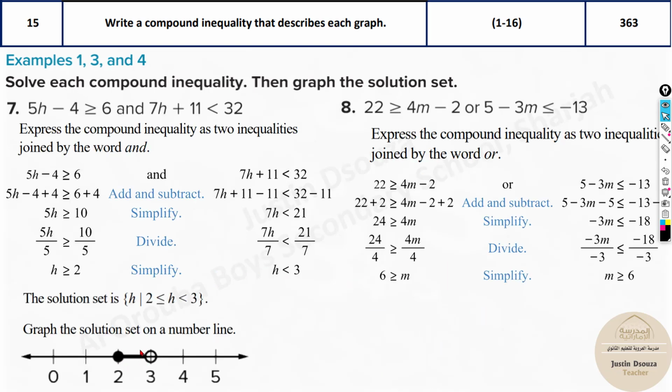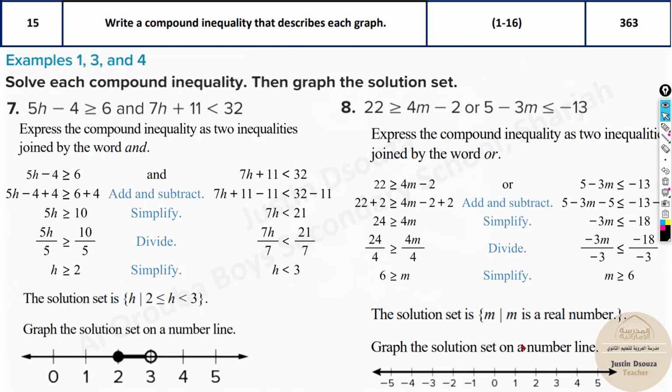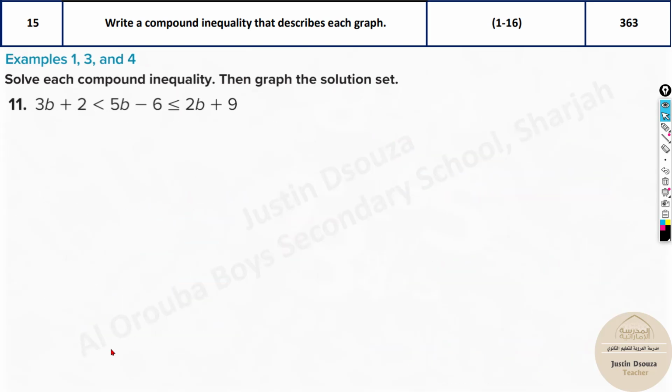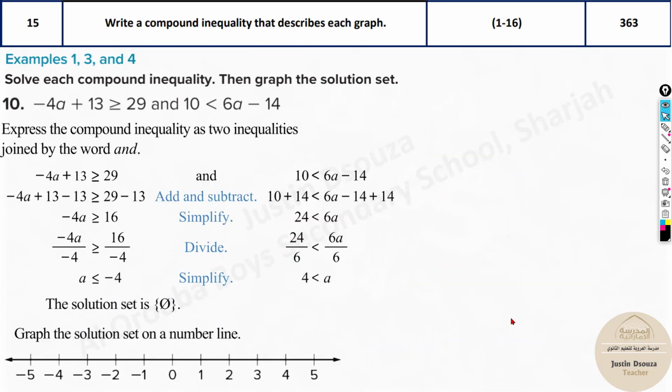This is an AND solution, okay? OR is what we just now did. This would be an OR problem, okay? This, if you graph two separate things. If you have got a graph like this, it's OR.